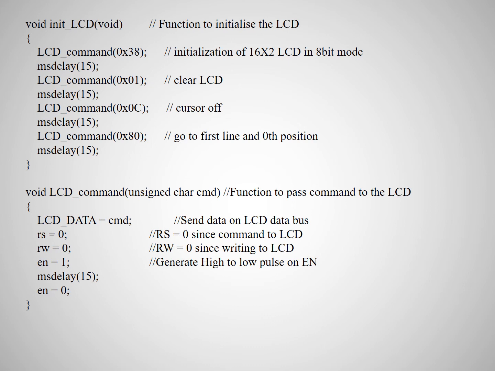0C is for the cursor; you have to make it off, or you can blink it, or you can turn it off. And 80 is for the first line, first position. And you are giving some delay. Now these are all commands that you mandatorily have to give to initialize the LCD.